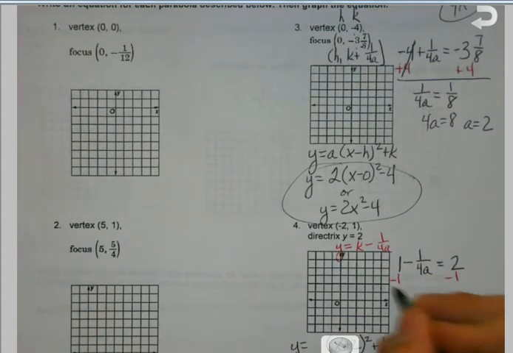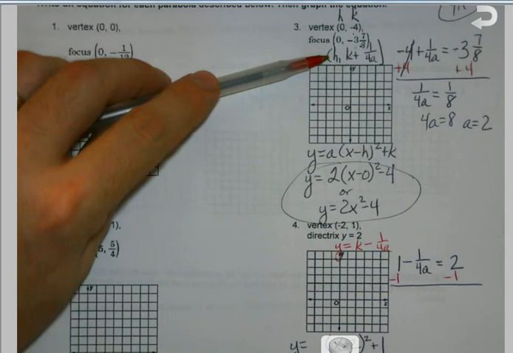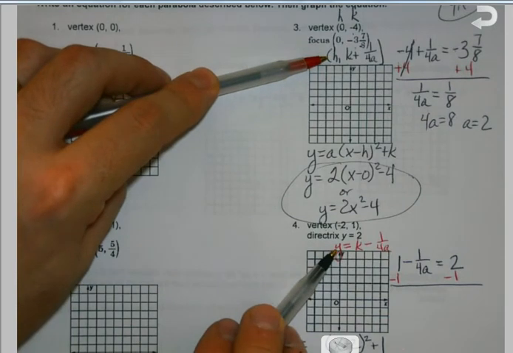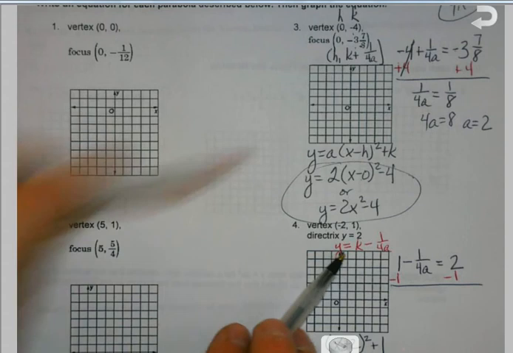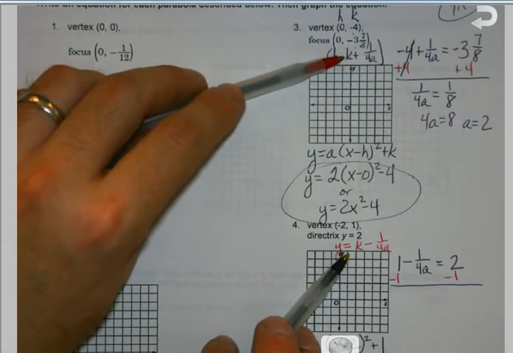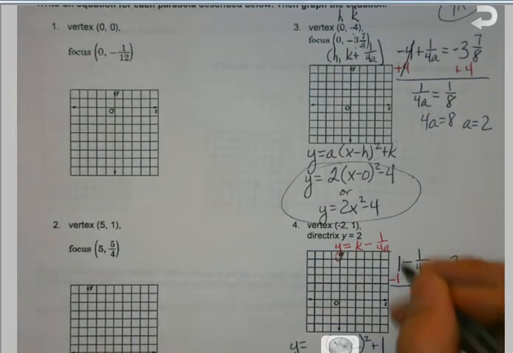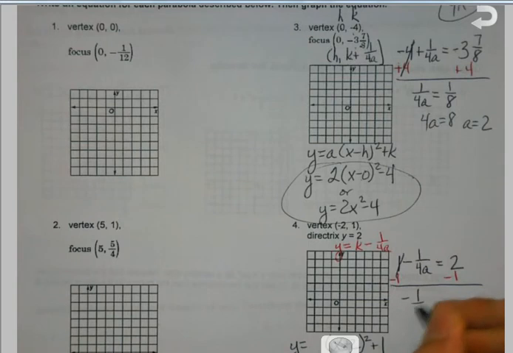The key is just going to be getting used to these two little mini formulas for your focus and your directrix. Once you've got those into your head, and there's not much difference, you notice, it's k plus 1 over 4a and k minus 1 over 4a, so it's not like they're completely different.